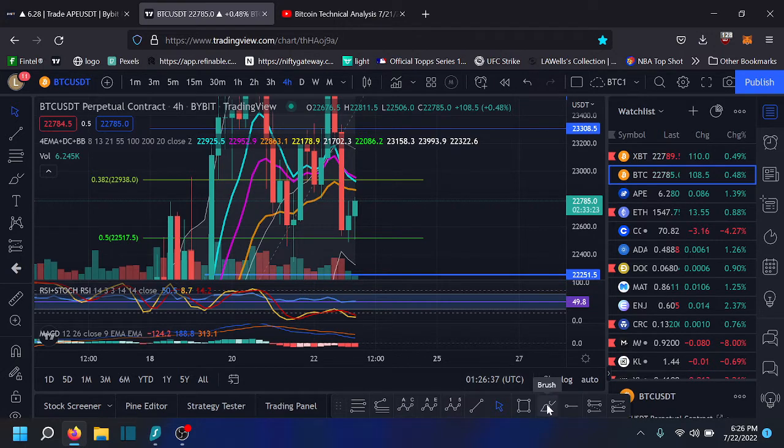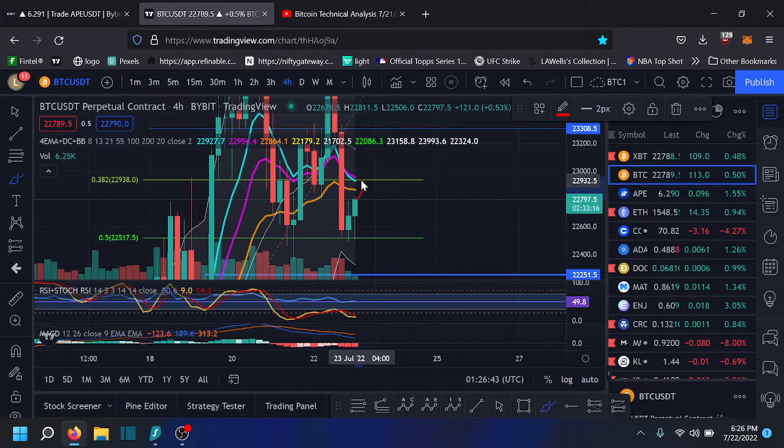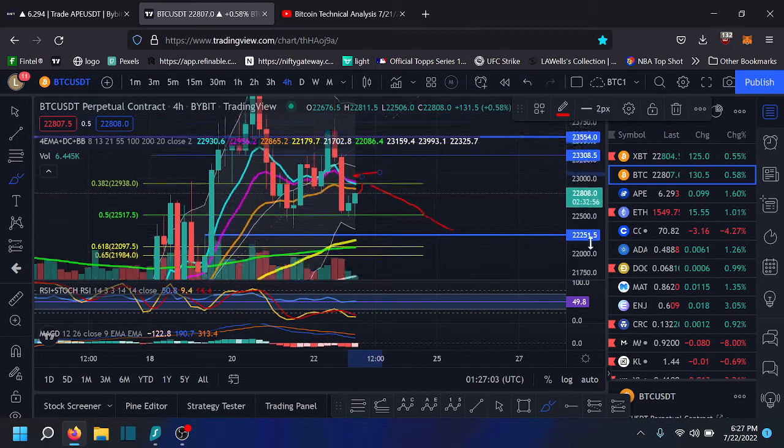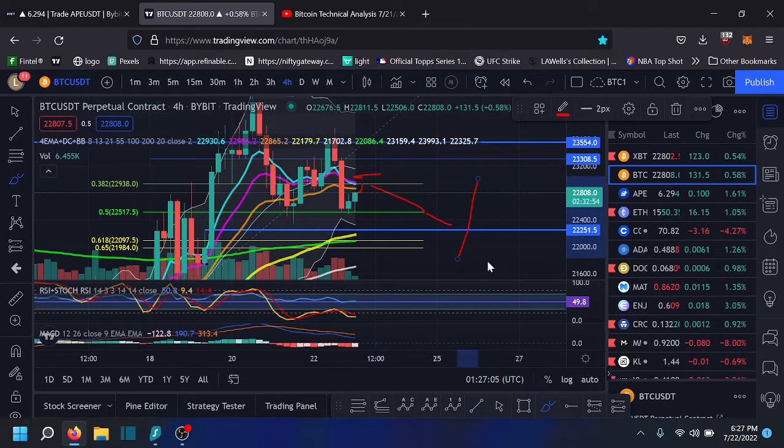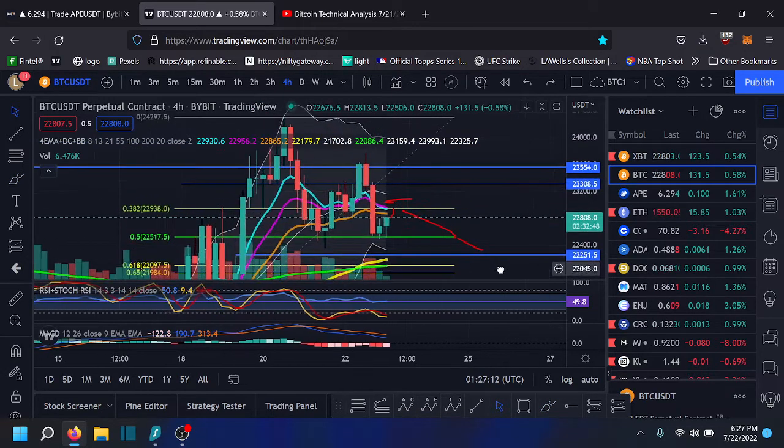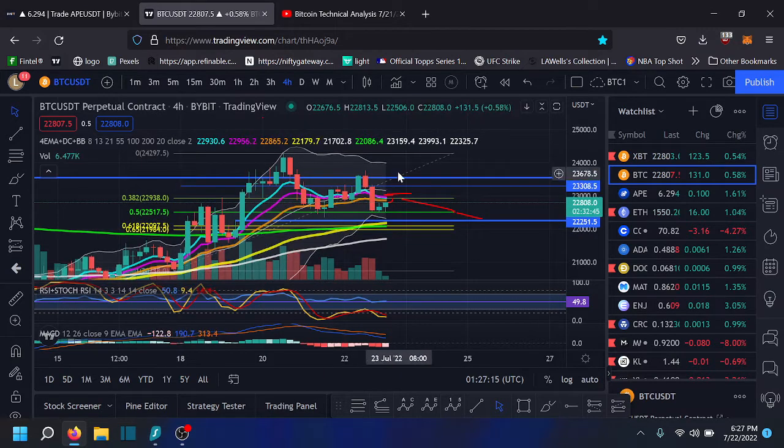But let me get my brush. So if we go here and we do not pass this exponential moving average and we close below that mark, most likely we're going to come back down here and keep going lower. But if we do close above this exponential moving average and stay above it, most likely we are going to retest our lower high and then possibly go higher.